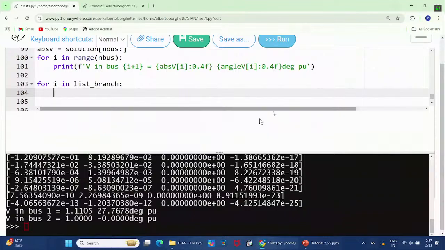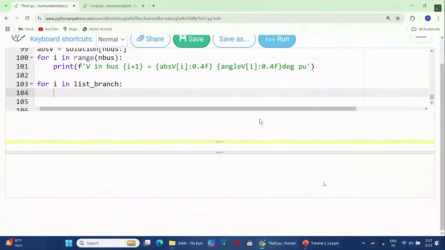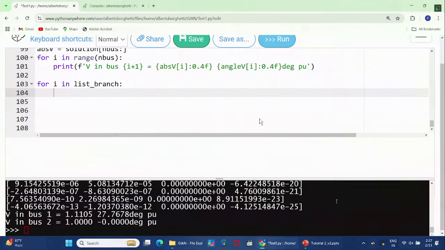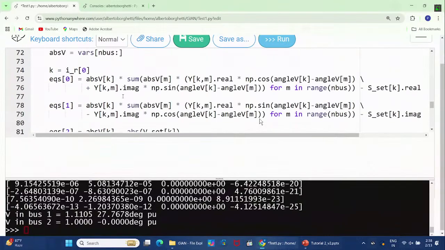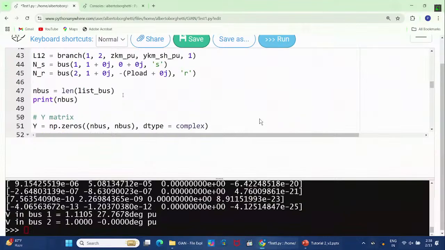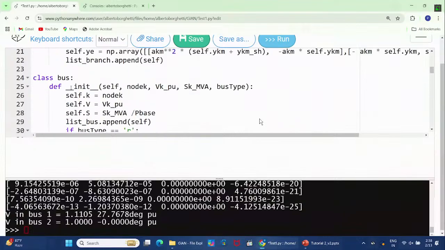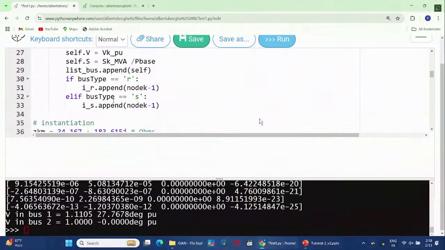Do you have any comments until now? It's good. We can calculate here, but we can calculate inside the object. So we can go directly inside the object of the branch, here, in which we have just the initialization, the definition, and put here another method for the object of the branch. That is the method that calculates the power flow into the line. Do you agree?